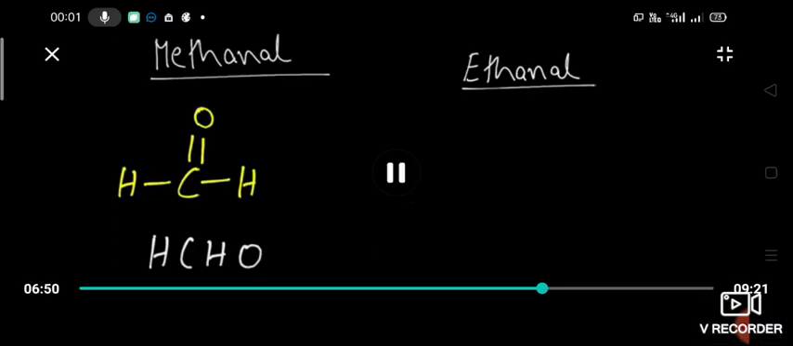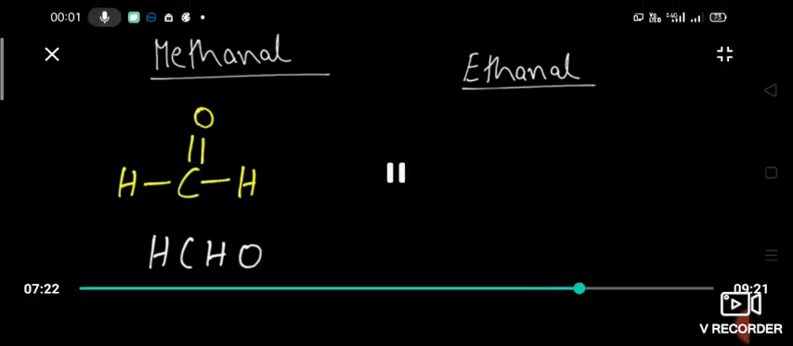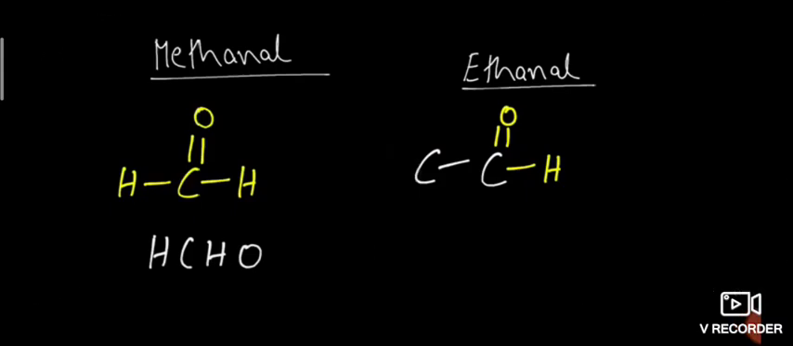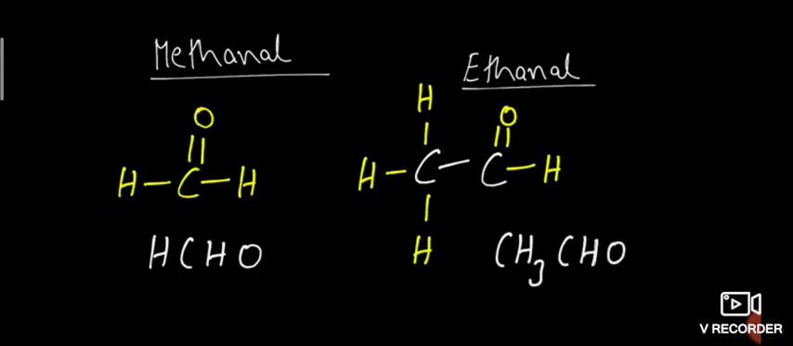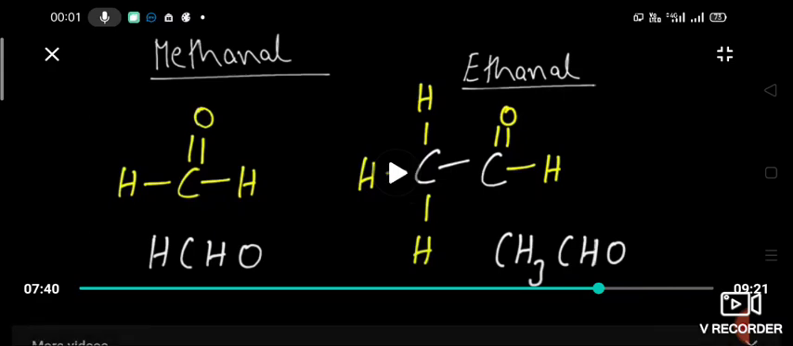Next one is ethanal. You know that ethanal means how many carbons should be there? It should contain 2 carbons. If it contains 2 carbons with a CHO group, then it is known as ethanal. CH3CHO is the molecular formula for ethanal.